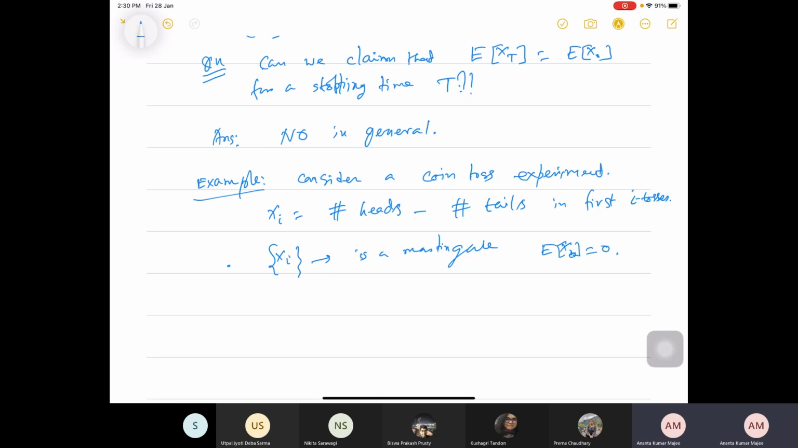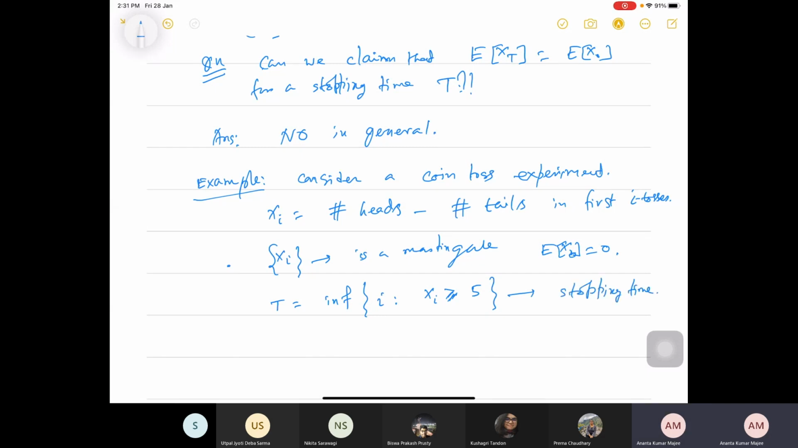Okay. So now I define my T, which is the infimum over all those i such that my Xi is greater or equal to 5. So the first time that Xi is 5, the infimum of i such that Xi is equal to 5. Then this T is a stopping time.